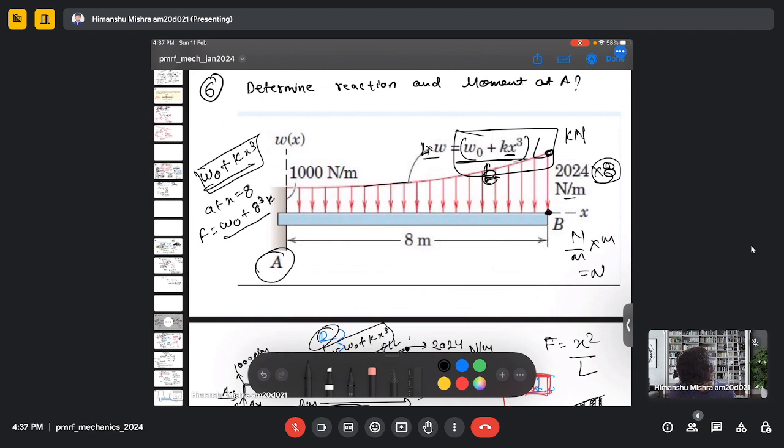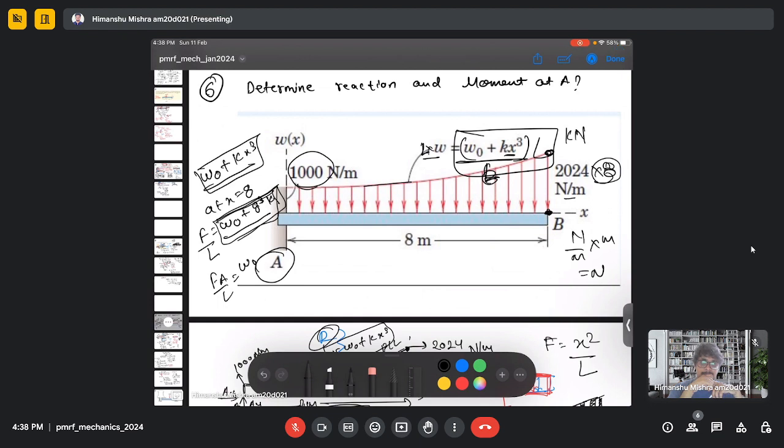Sorry, force per unit length. Yeah, sorry. So this will give you the force per unit length. So at B you will get this quantity w naught plus 8 cube k. And at point A you will get just w naught, which is 1000 Newton per meter. And there is a variation of force from 1000 Newton per meter to w naught plus 8 cube k.